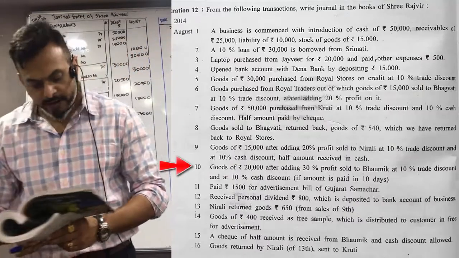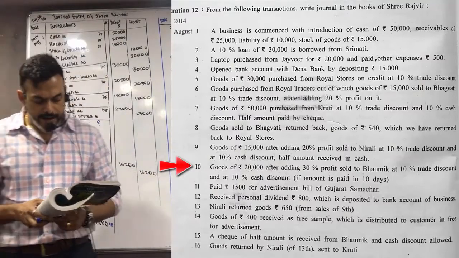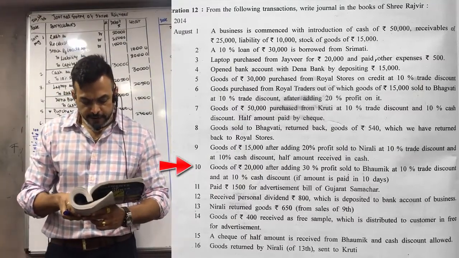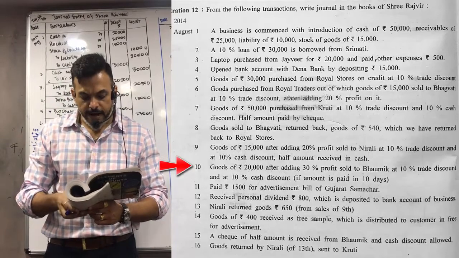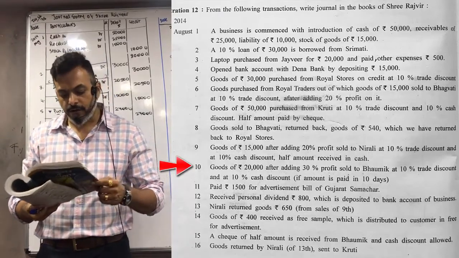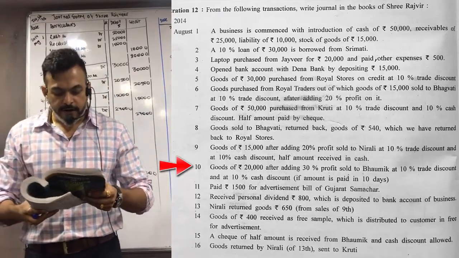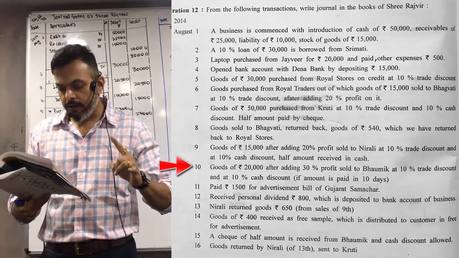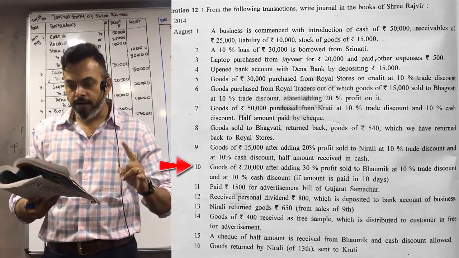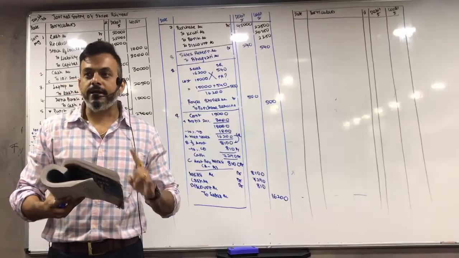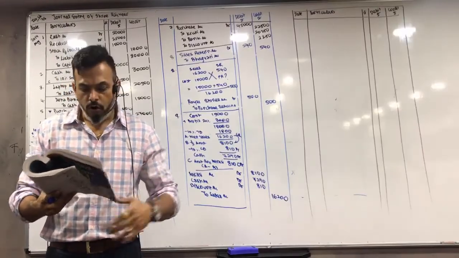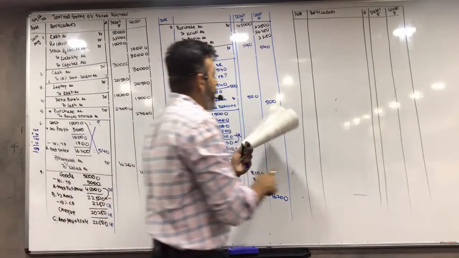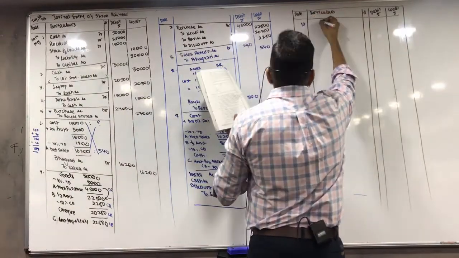Goods of 20,000 after adding 30% profit sold to Bhaumik at 10% trade discount and 10% cash discount. Now cash discount only if amount is paid in 10 days. Now do we need to calculate cash discount? No, not required. So let's do the working for the 10th transaction. Cost.